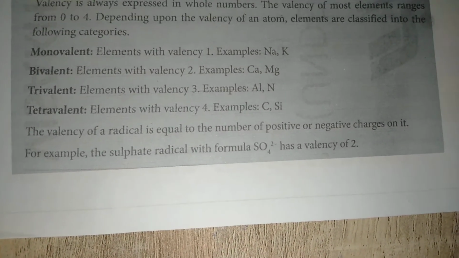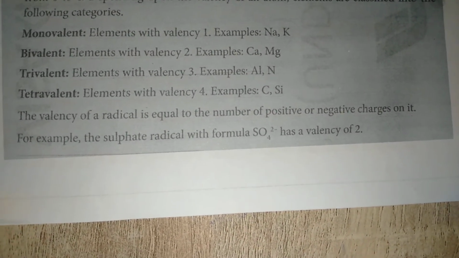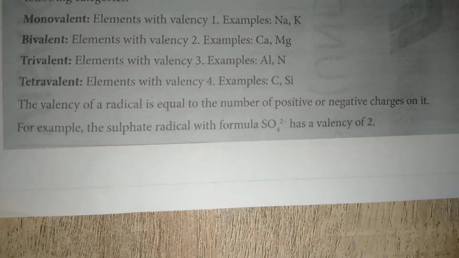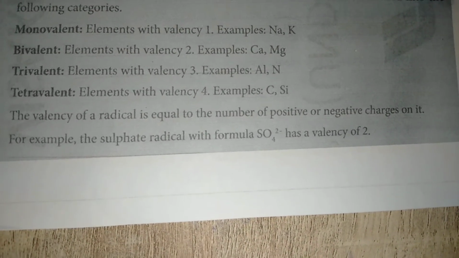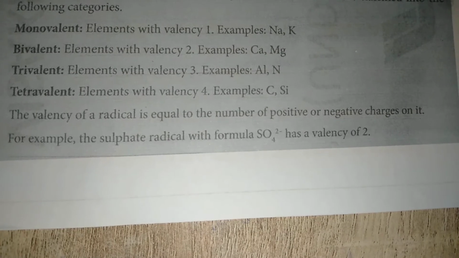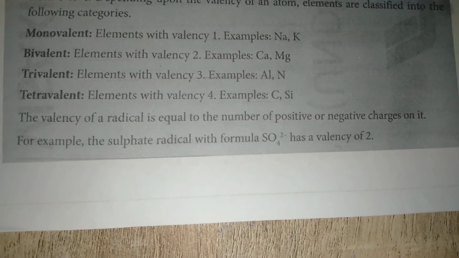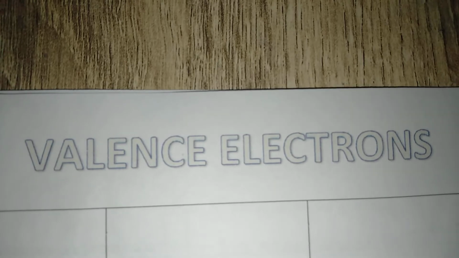The valency of a radical is equal to the number of positive or negative charges on it. For example, the sulfate radical with formula SO4 2- has a valency of 2.